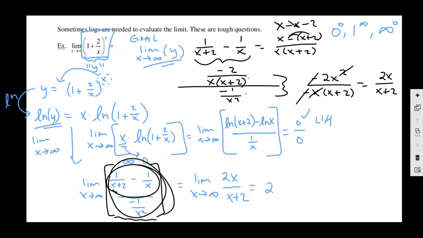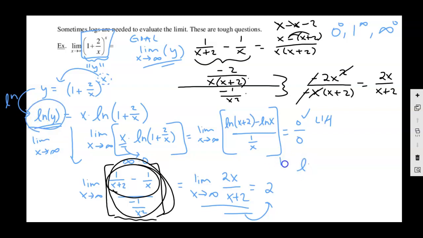You could technically use L'Hopital's rule one more time, or since it's a limit to infinity, focus on the big term on the top, the big term on the bottom, the x is canceled, right? From this point, we should be able to, right? You could do more work, but I'm not going to. You should be able to then finish it and figure out, hey, that's 2. Okay, so what have we found so far? We got 2. But remember, that was all for ln of y.